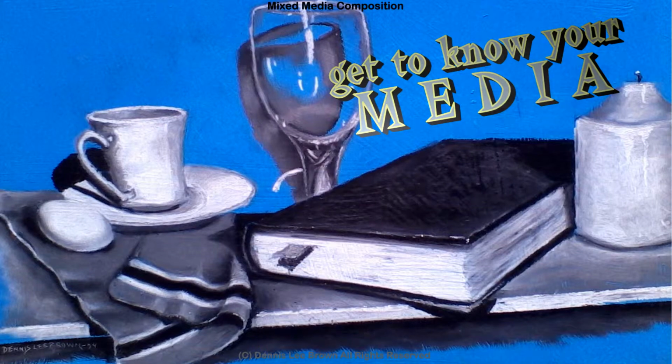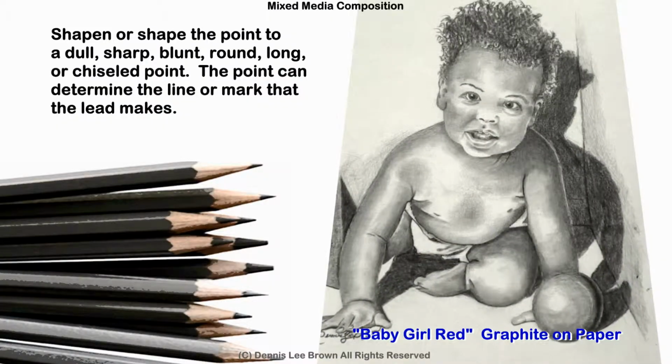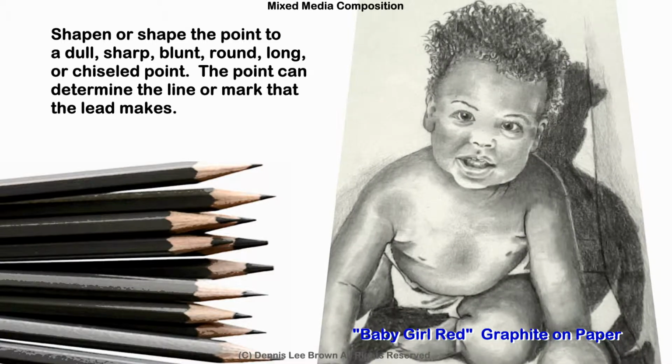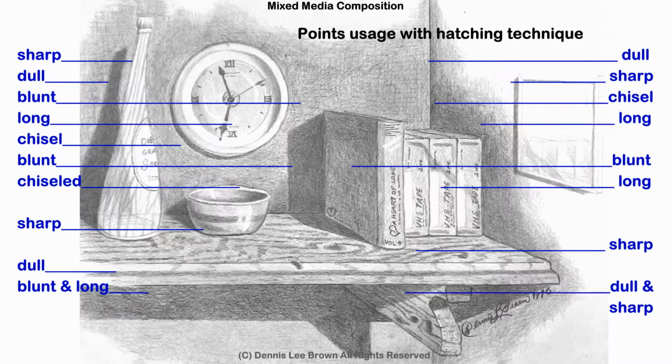Get to know your media. Sharpen or shape the point to a dull, sharp, blunt, round, long, or chisel point. The point will determine the line or the mark that the medium makes.